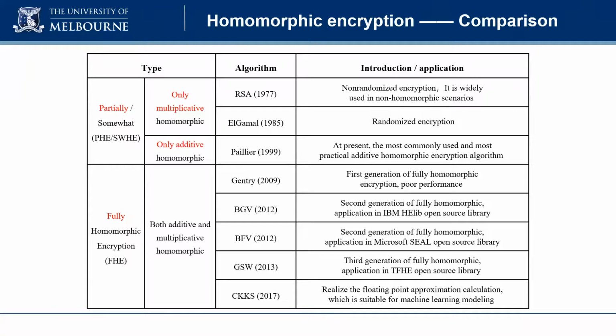In addition, homomorphic encryption can be classified as partially and fully. The detail is shown in the table. As we can see, partially homomorphic encryption can be divided into multiplicative and additive. Well, the fully homomorphic is the combination of the two types. Homomorphic encryption has been continuously developed and improved with time passing by.